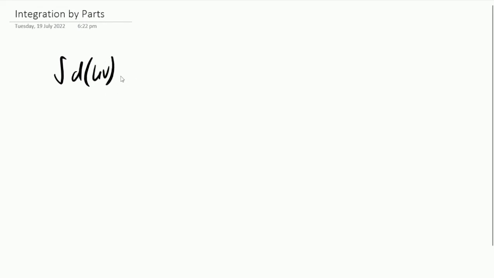Okay, the next technique of integration is integration by parts. So this is pretty much similar to U-substitution, but instead we will be using this formula here. So the integral of the derivative of uv is equal to u dv plus v du.